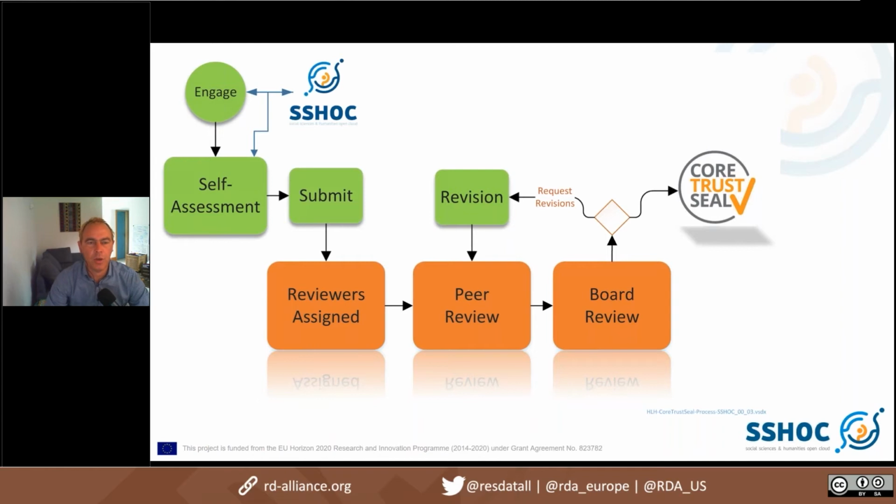Within SSHOC, we're inserting ourselves at this part of the process, looking to engage during the self-assessment process and prior to submission. Hopefully this will also help reduce the overall impact to CoreTrustSeal of all these applicants as we go for a generalized community consensus on evidence.